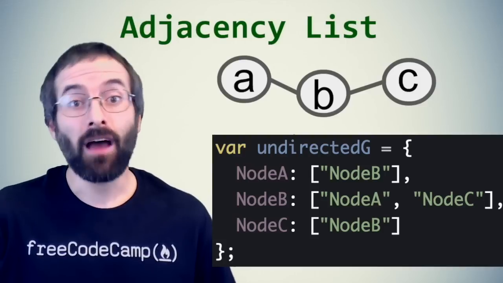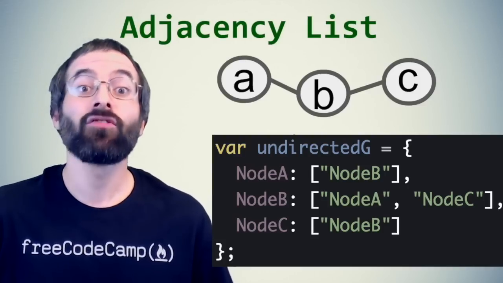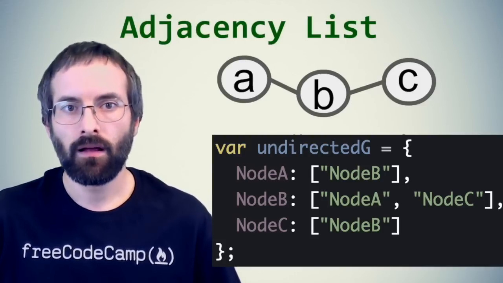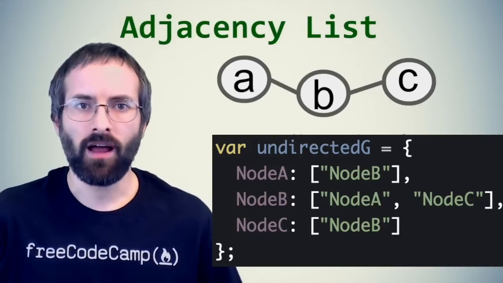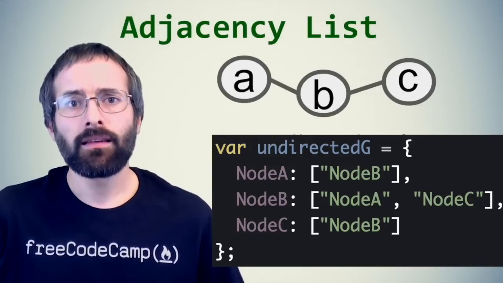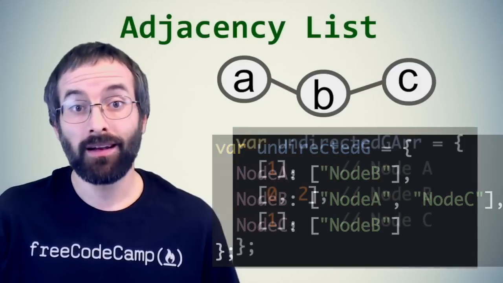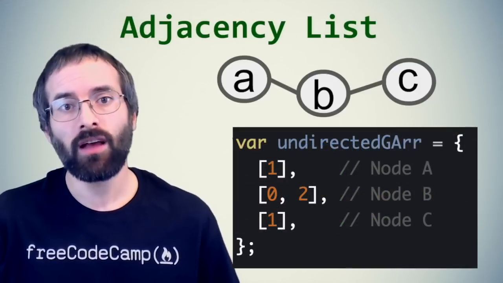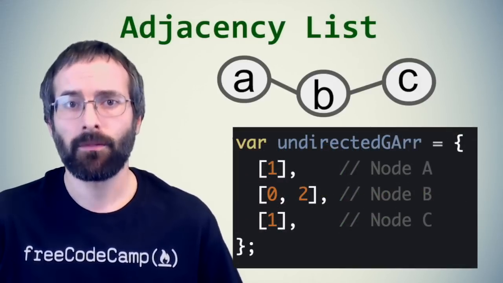And here is how you could show this adjacency list with JavaScript. This is an undirected graph because it does not show the direction of the edges. This can also be more simply represented as an array where the nodes just have numbers rather than string labels.